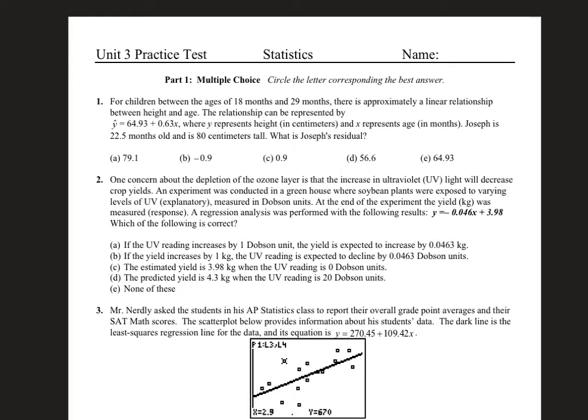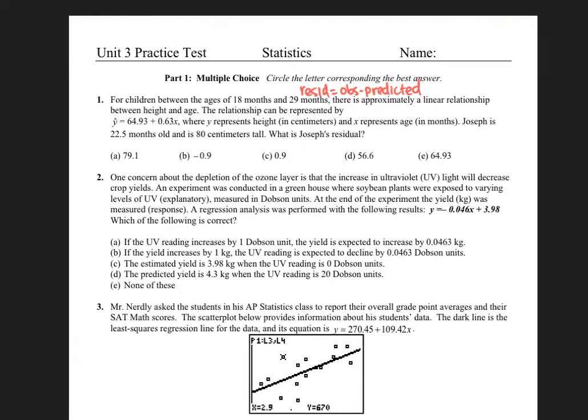So problem number 1 is asking us to calculate a residual. And remember, the way we calculate a residual is we do the observed minus the predicted. So we're given the equation for the least squares line here, and we're given the age of the child, which is what we're going to plug in for x, and then it gives us the observed height.